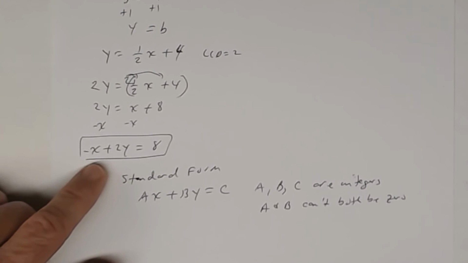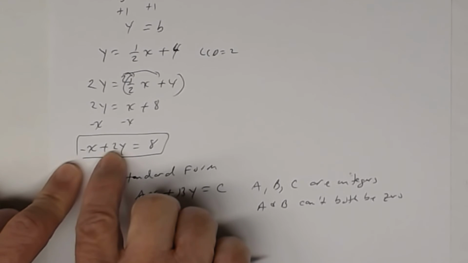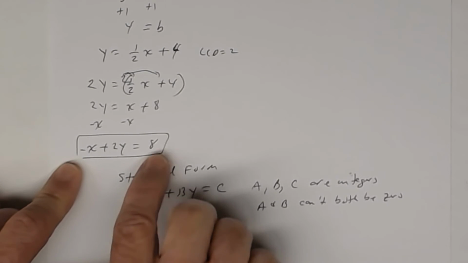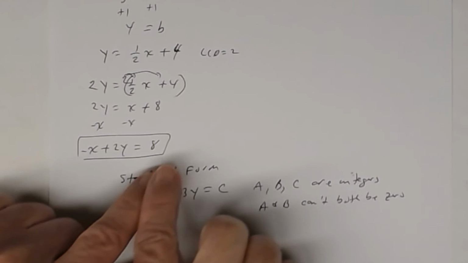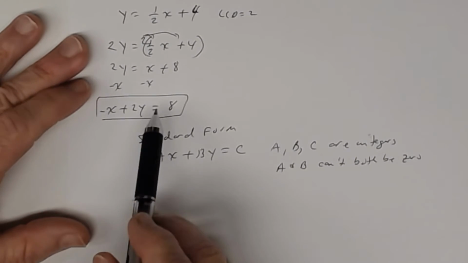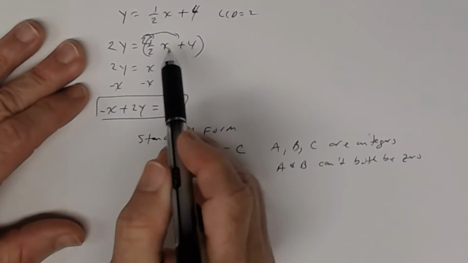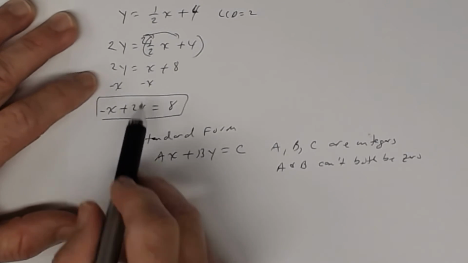Notice this is standard form because the coefficient of x here is -1, the coefficient of y here is 2, and your constant is 8. Those are all integers. And I have the variables on one side, the constants on the other. Okay? Now, let me just say this, though. Someone else who did this, I'm going to go ahead and rewrite this right here.